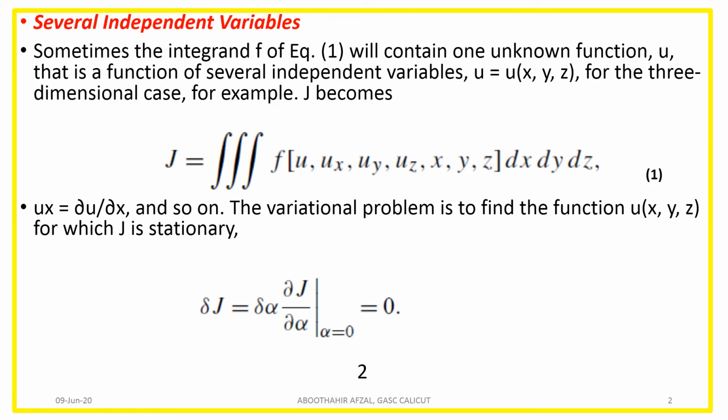Now, as we know, ux refers to the partial derivative of u with respect to x. Similarly, uy refers to the first partial derivative of u with respect to y, and likewise for z. Since there are three independent variables, we have to write three derivatives separately. So the integral for the quantity to be extremum is j equal to the triple integral of f of u, ux, uy, uz, x, y, z, dx dy dz.